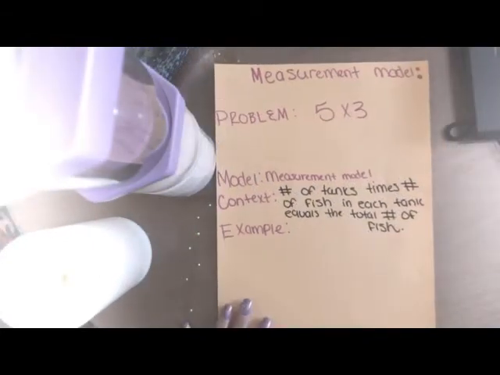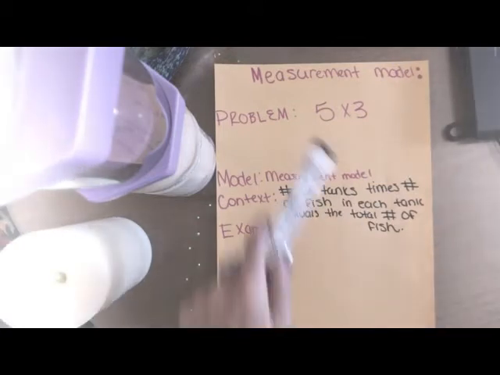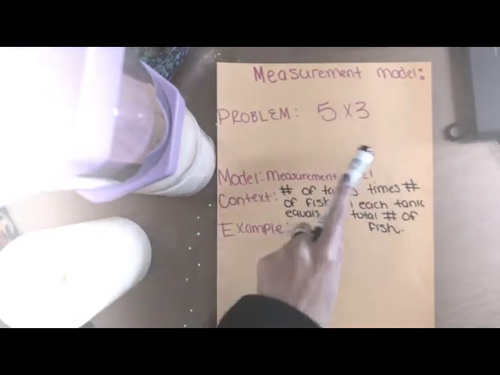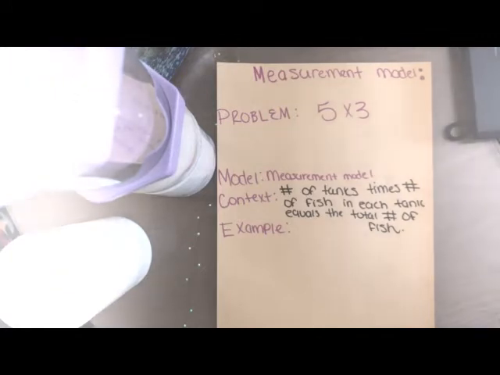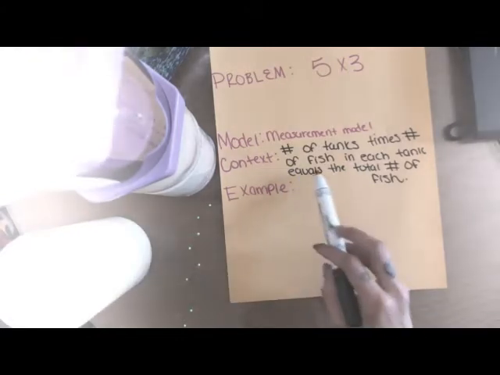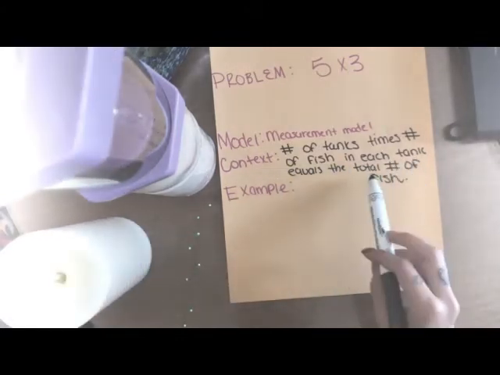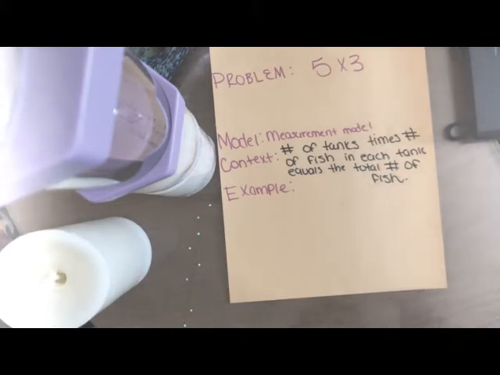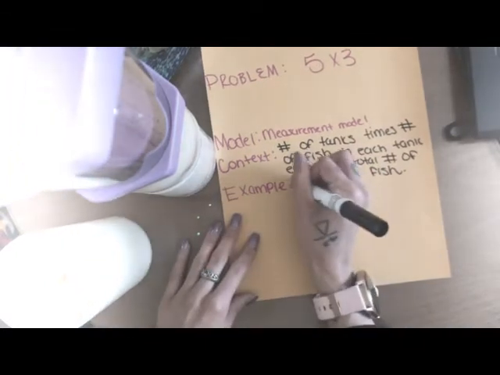The next model that I'm going to be presenting is the measurement model for the problem 5 times 3. The measurement model is going to be in the context of number of fish tanks times the number of fish in each tank equals the total number of fish. It's important to remember that the measurement model of multiplication is the number of groups times the number of things in each group.